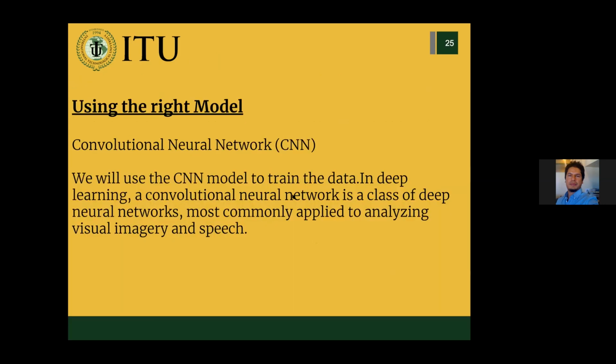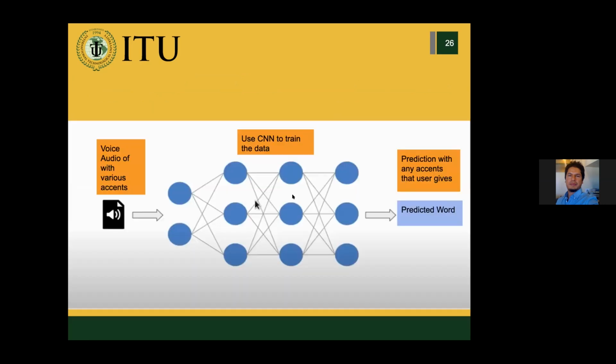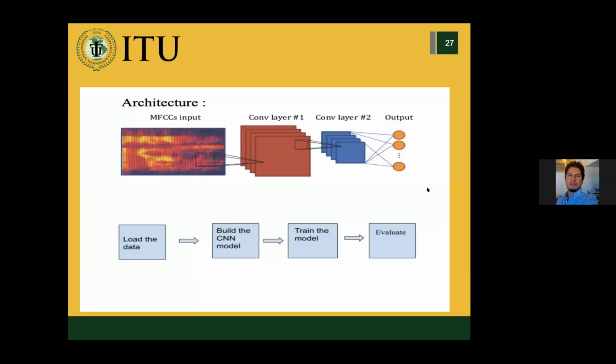Then comes the second part. What are you going to do with the model? What kind of model are you going to use? We're going to use a CNN model, a convolutional neural network. That's one of the models we'll use to make the machine learn. This is what it looks like. You give the voice, you have audio, you talk to the machine with various actions, and then you feed it to the CNN model, and at the end it will try to predict whatever you said after the learning. So this is our architecture.